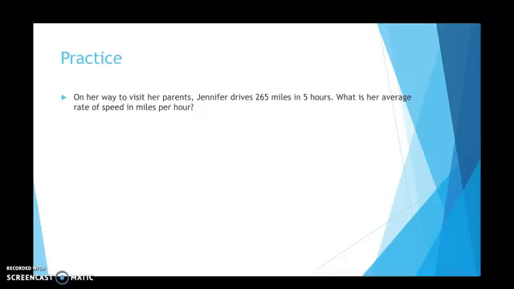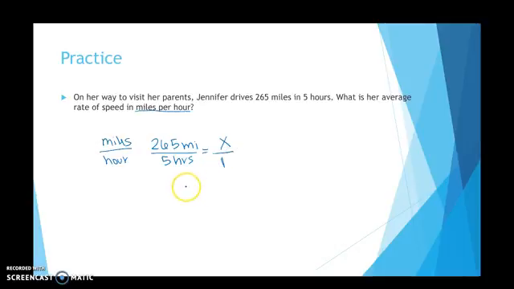Let's try the next one. So on her way to visit her parents, Jennifer drives 265 miles in 5 hours. What's her average rate of speed in miles per hour? So that's what we're looking for. So that's going to be our word ratio. Miles per hour. So it gives us this ratio. She drove 265 miles in 5 hours. So how many miles, x, did she drive per hour?